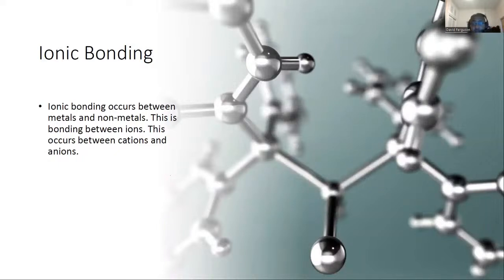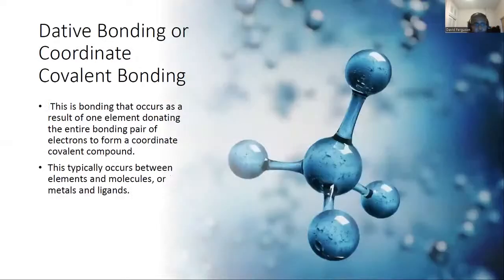The Born-Haber cycle gives us a method or a description as to how that structure is formed, how the ionic compound is formed. We discussed that in previous lectures. Dative bonding occurs when one element donates the entire bonding pair of electrons to form a coordinate covalent compound. Typically, it occurs between metals and ligands.